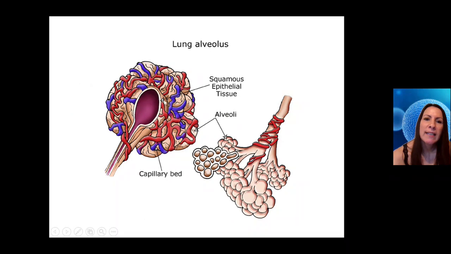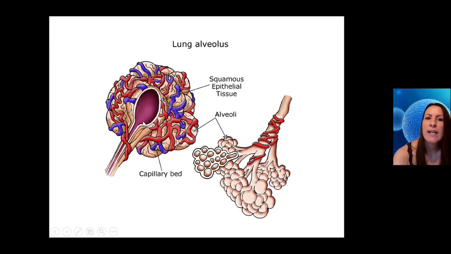The alveoli themselves are made up of squamous epithelial tissue. There are different types of epithelial tissue in the body. We looked at the columnar epithelial cells. This is a more scale-like squamous epithelial tissue. They're flattened little cells, kind of like scales, if you imagine. They're basically one cell thick. So the squamous epithelial tissue is one cell thick.